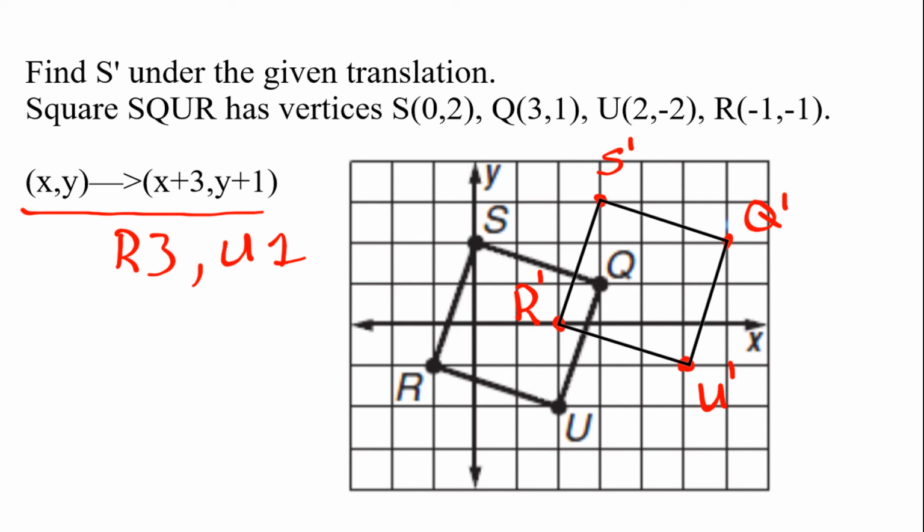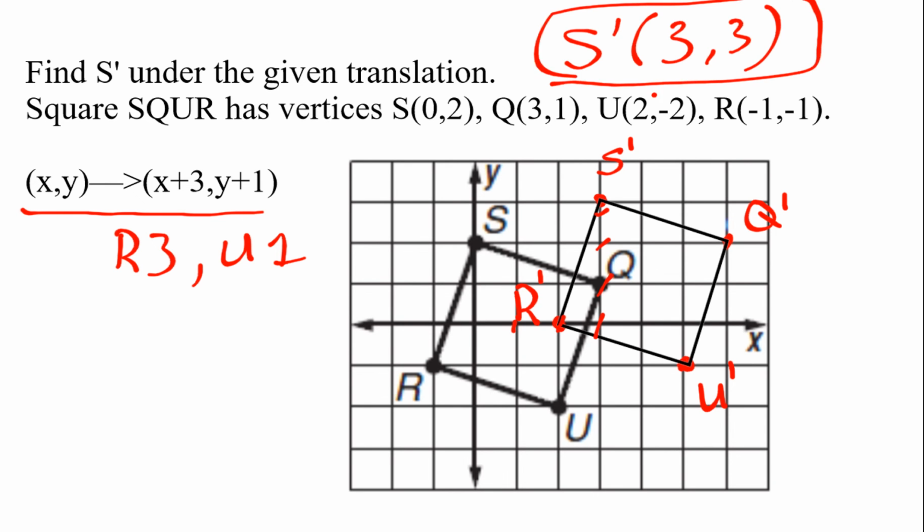Now, to answer the question, find S prime. S prime is at, let's see, this is 1, 2, 3. Looks like 3, 3 to me. Make sure when you enter those answers that you have your parentheses, you have your comma, no spaces, no extra stuff. Do not put the S prime in there. Just parenthesis 3 comma 3 parenthesis, and that would be your answer.